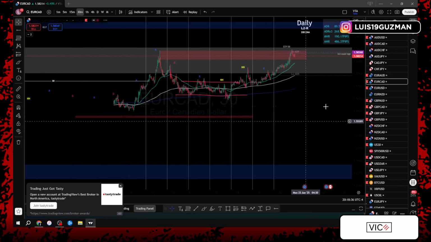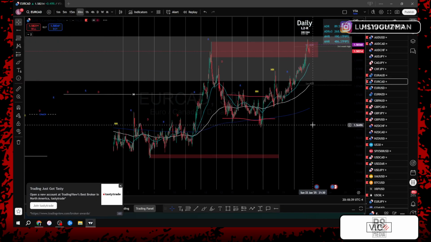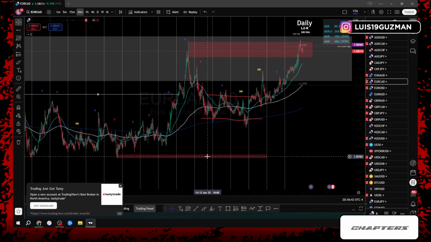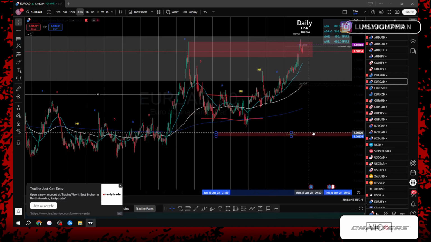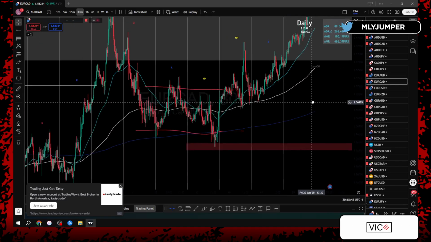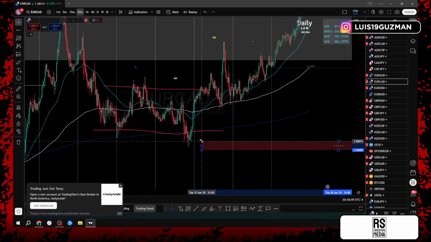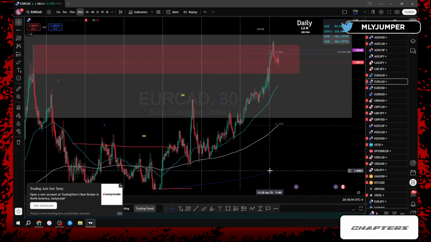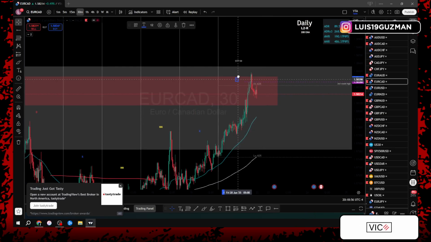And then 30-minute time frame. Price gave us change of character, break of structure, higher high, higher low. Gave us another higher high, higher low. Gave us 2 days of rise.